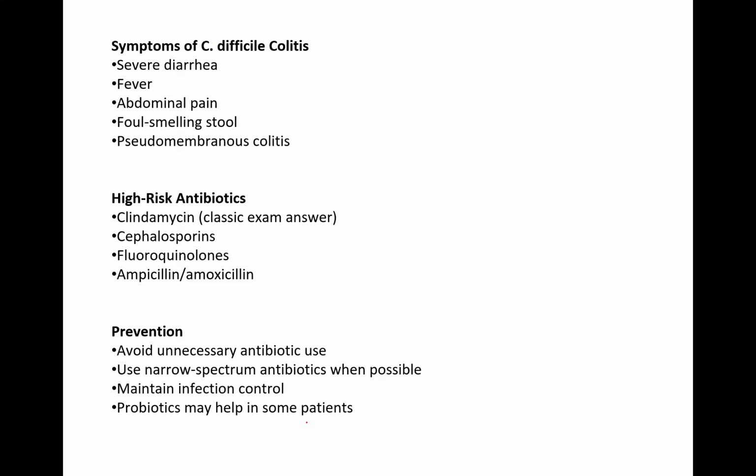Then high-risk antibiotics: clindamycin, cephalosporin, fluoroquinolones, ampicillin, and amoxicillin. So how can we prevent that? Avoid unnecessary antibiotic use. Use it only when it is indicated. Never prescribe antibiotics for all infections. Use a narrow spectrum antibiotic whenever it is possible. Obtain a bacterial culture sensitivity test whenever it can be done. Maintain infection control. Rational use, or antimicrobial stewardship, is very important.